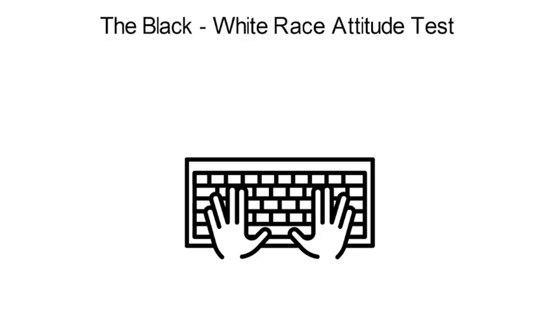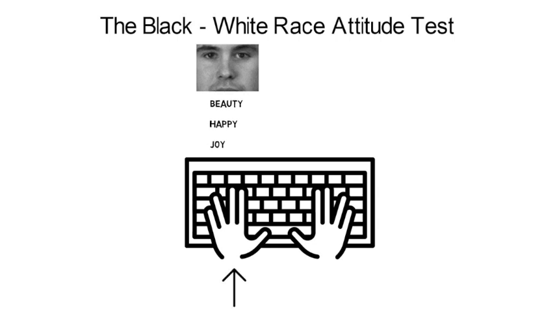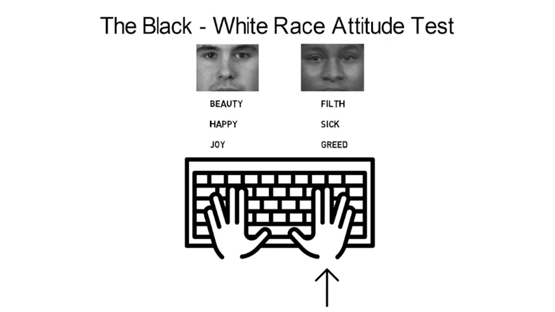You're instructed to sort both photos and words, whatever flashes on the screen. For some runs, you are instructed to press the same key for white faces and good words, say on your left, and a different same key for black faces and bad words, say on your right. If you have a more positive association with white folks as compared to black folks, then in this particular arrangement, you will find your groove and fly through the test. Most of us do.